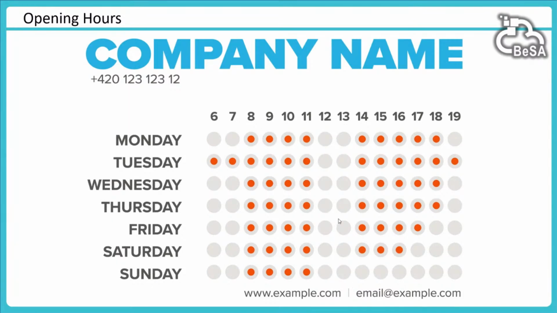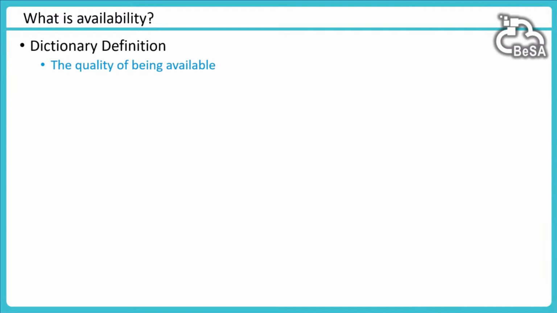Let's now put some formal definitions on top of it. So what is availability? If I go with the dictionary definition, it just says the quality of being available. You go to a doctor and say, are you available? You go to a shop and say, are you available in the morning at this particular time? So that is what we mean by availability.